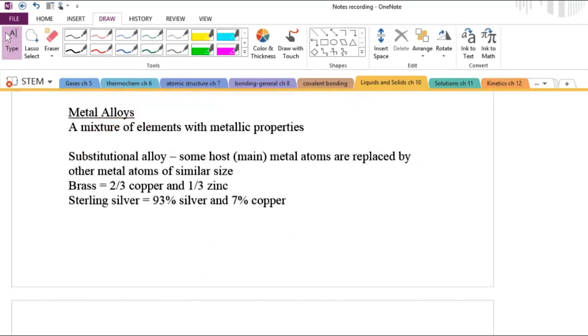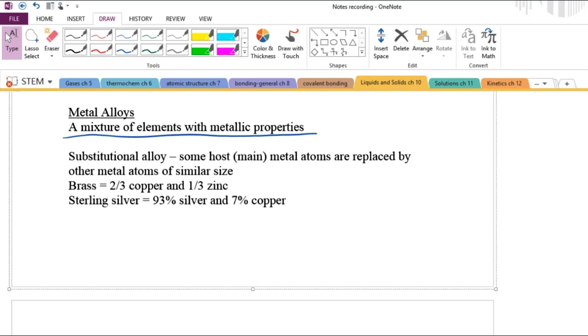Now, quite often we don't have a pure metal. We have a metal alloy, which is a mixture of elements, and the mixture has metallic properties. At least one of the components is a metal. We have substitutional alloy, so we substitute something. So these are when we have metal atoms of similar size. So brass is made from copper and zinc, sterling silver, silver and copper.